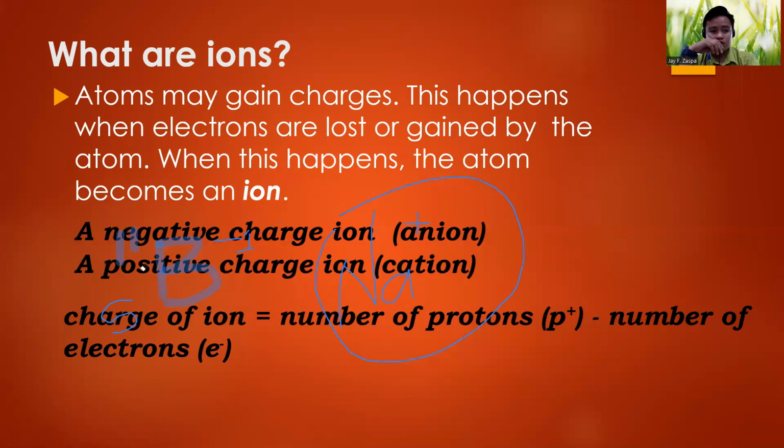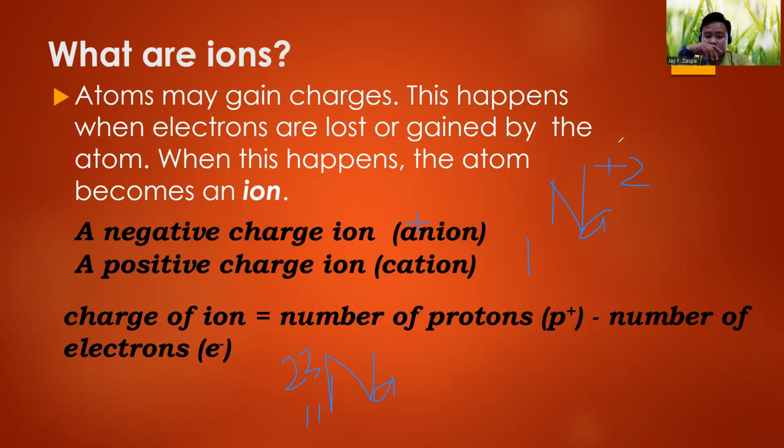Let's try to solve this one, to get to know what the charge of an ion is. For example, we have sodium. Sodium has an atomic number of 11 and a mass number of 23. The question is the charge of the ion. This sodium becomes an ion with a charge of positive 2, which means it loses 2 electrons. So the charge of the ion is equal to the number of protons minus the number of electrons. The number of protons here is 11, right?